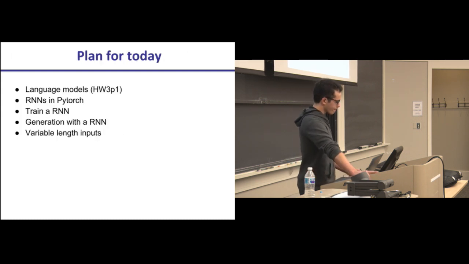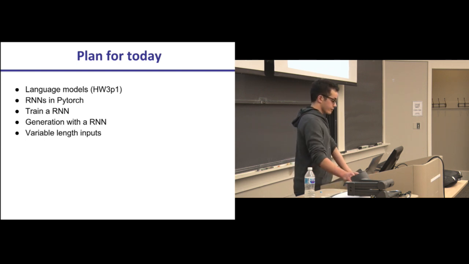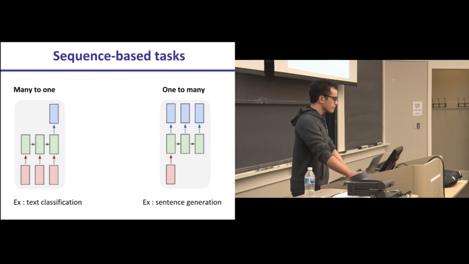So the plan for today. First, we're seeing a bit of language models. I don't think you've seen that in the lectures. There was a lecture for that, but if I recall, it was skipped because there was some delay with the beginning of RNNs. So we'll have to see that because it's very important for homework 3. We'll see how to do RNNs in PyTorch in practice, how to train, how to use them to generate text. And in the end, a bit about variable length inputs, but you'll understand better what it means when we come there. So, any questions up till now?